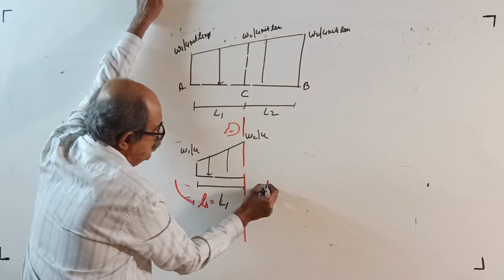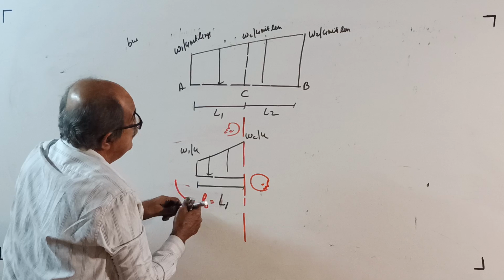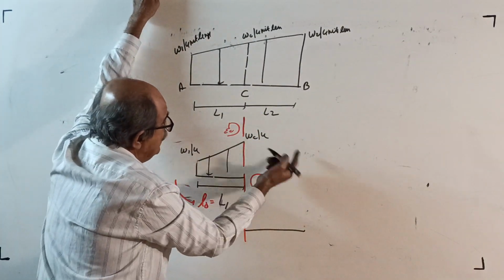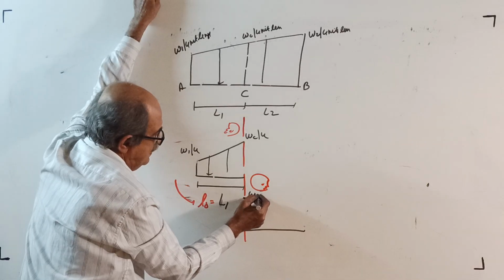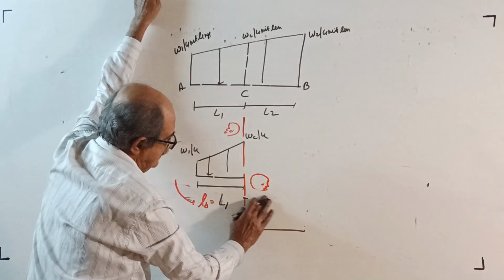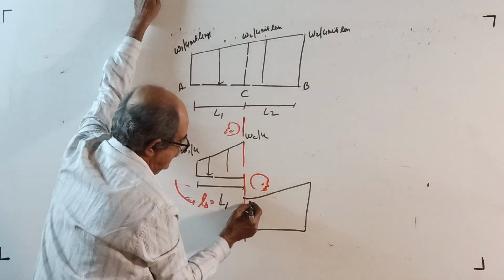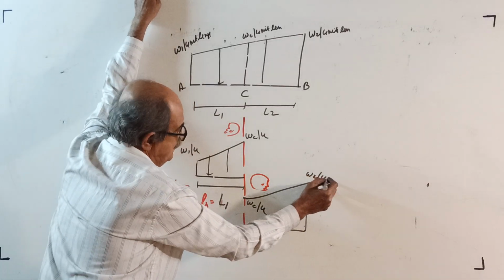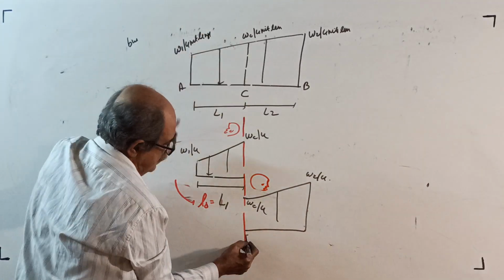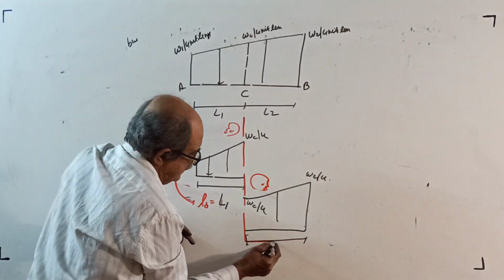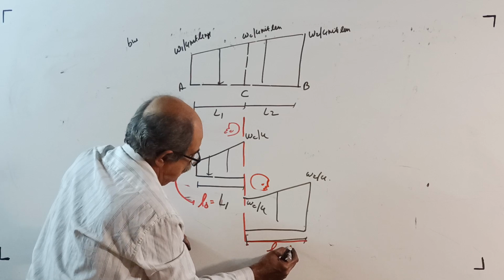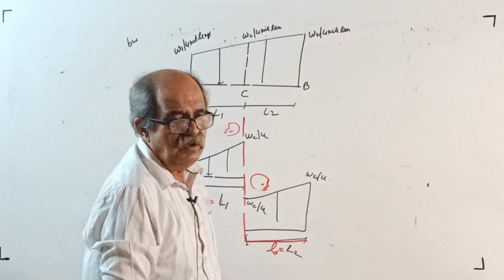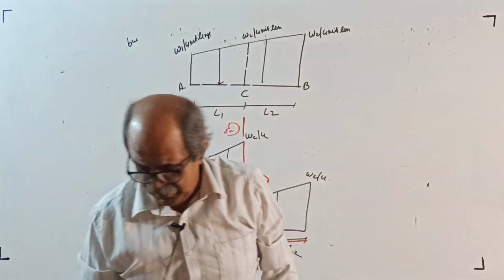And those who look right side will also get a trapezium, of intensity WC per unit length here. They will get it like this. This is WC per unit length, this is W2 per unit length. And for them, their loaded length is considered L0 equal to L2. L2 over. Now, I will conclude it with a numerical example.